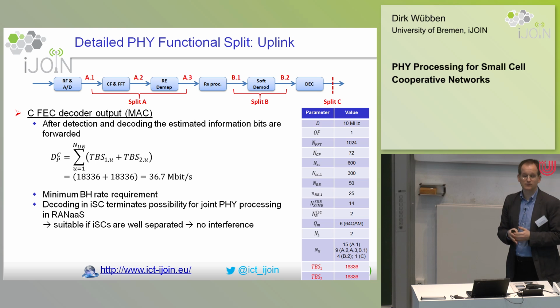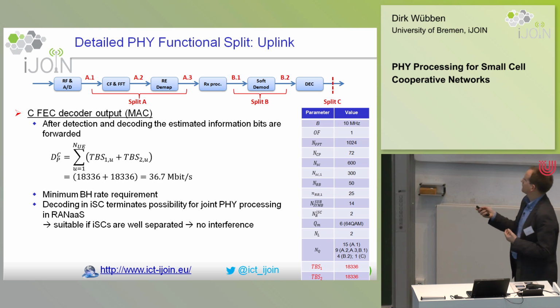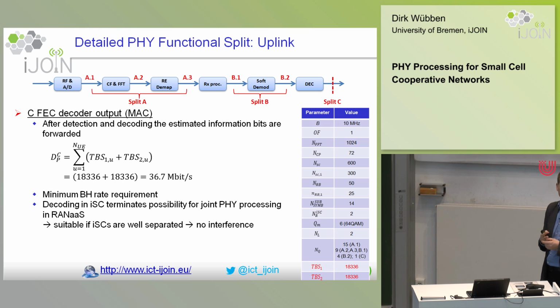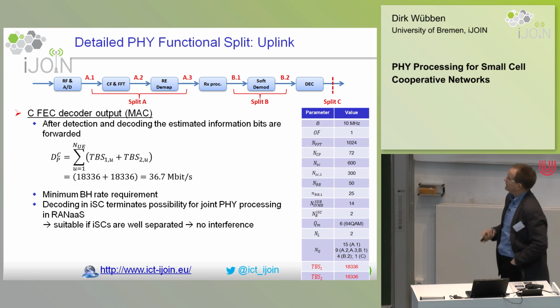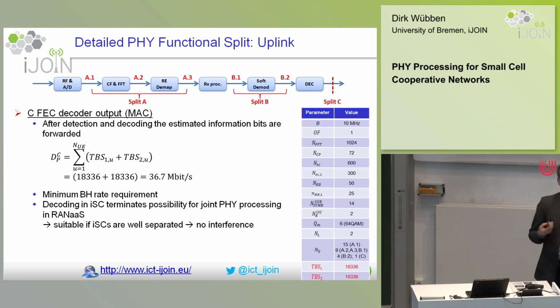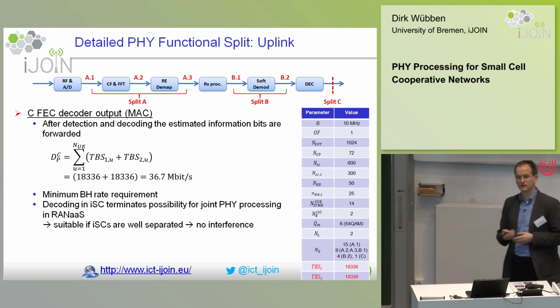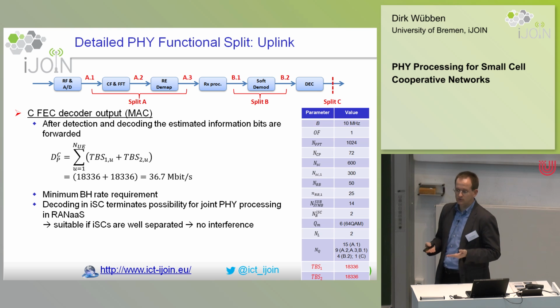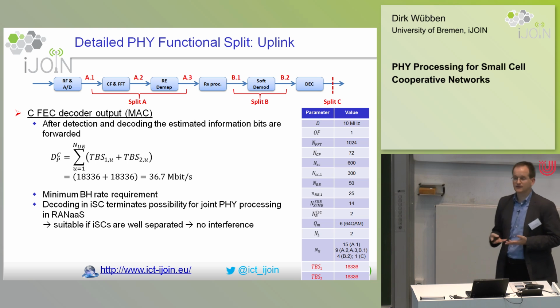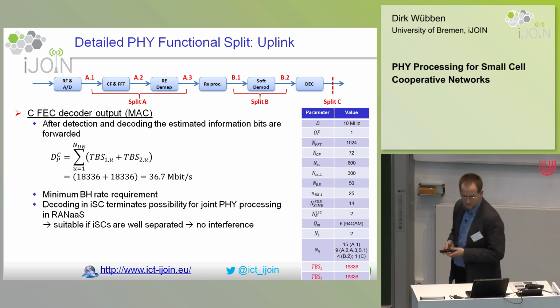Unfortunately, it also terminates basically the overall PHY processing in the ISCs, which makes any joint PHY processing not possible anymore. Nevertheless, it can be a good option if the ISCs are relatively well separated, for example, in an office building where we have different floors and we don't have so much interference. When we have a lot of interference and we would like to reuse the spectrum again and again, then this is not really a good option, at least from a processing perspective, in order to get centralization gains.